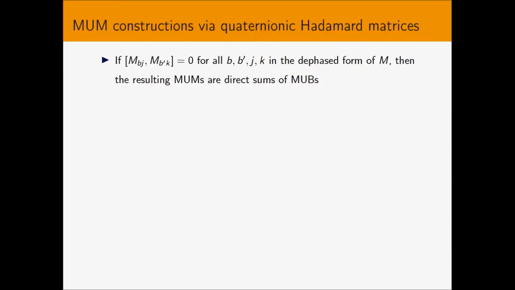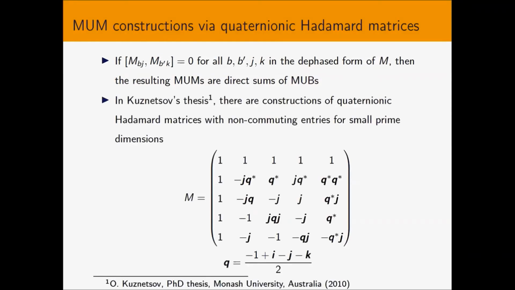And there exist some constructions. In particular, we found some in the thesis of Kuznetsov, who found quaternionic Hadamard matrices. The construction is based on these perfect sequences. I think maybe Marcus mentioned perfect sequences. There are perfect sequences of quaternions from which you can construct circulant quaternionic Hadamard matrices. And there are many constructions here for some small prime dimensions up to 20-something. I just showed you one smaller example in dimension 5.